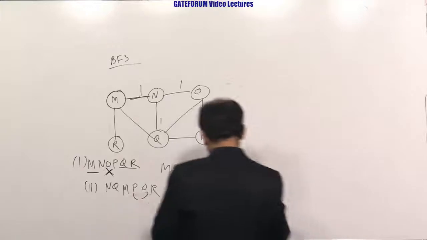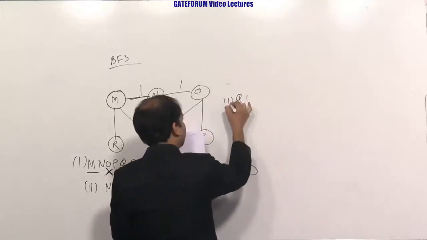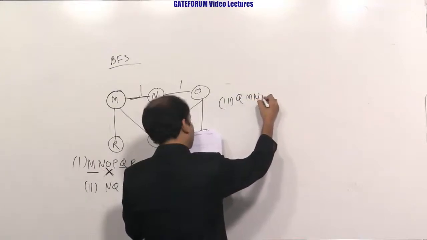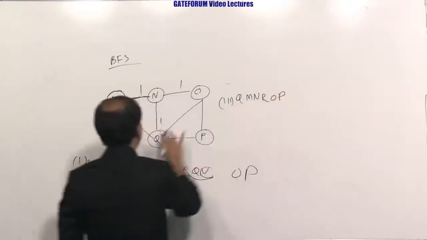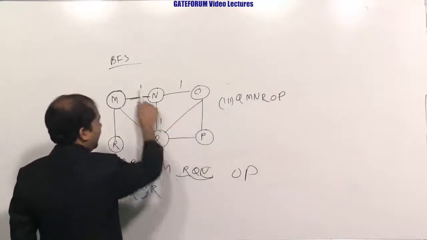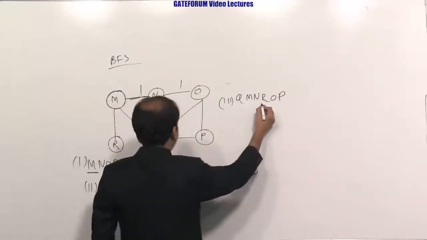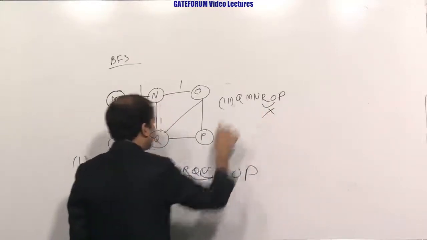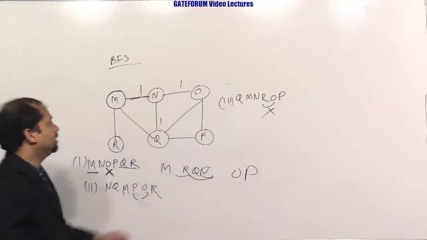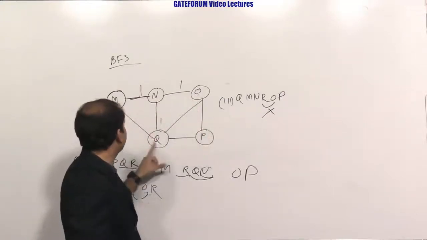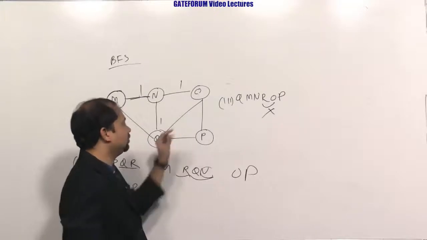The third option is Q, this is 3, Q, M, N, R, O, P. So from Q we can visit O, N, M, and R is at distance 2. So this is also not true, because before O we cannot visit R, because the distance of O from Q is 1 and distance of R from Q is 2. So it is not true.